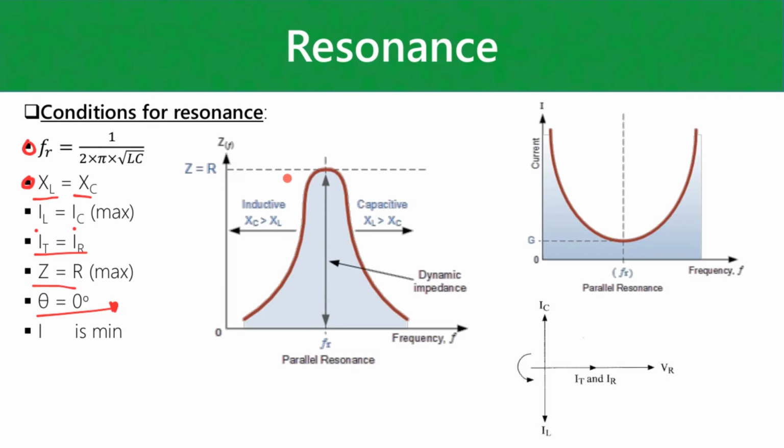And if we take a look at the current response, you guys will see at low frequencies, the current is going to be really high, and at high frequencies, the current is also going to be really high. But at resonance, the current is going to be really low.